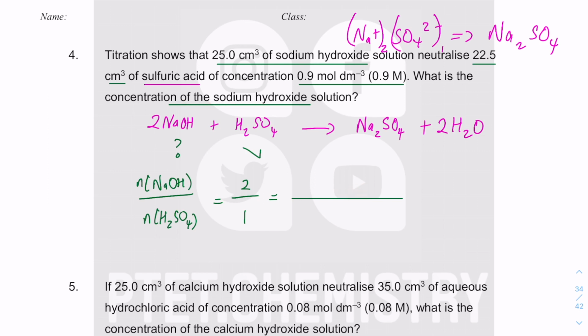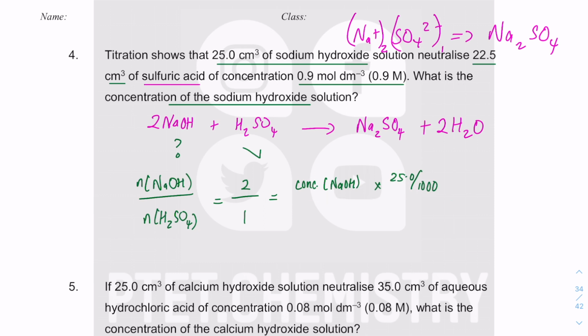I want the actual concentration of NaOH. So concentration in mole per dm cube multiplied by the volume. This is in cm cube, so I must convert that to dm cube. So that is 25.0 over 1000 dm cube.